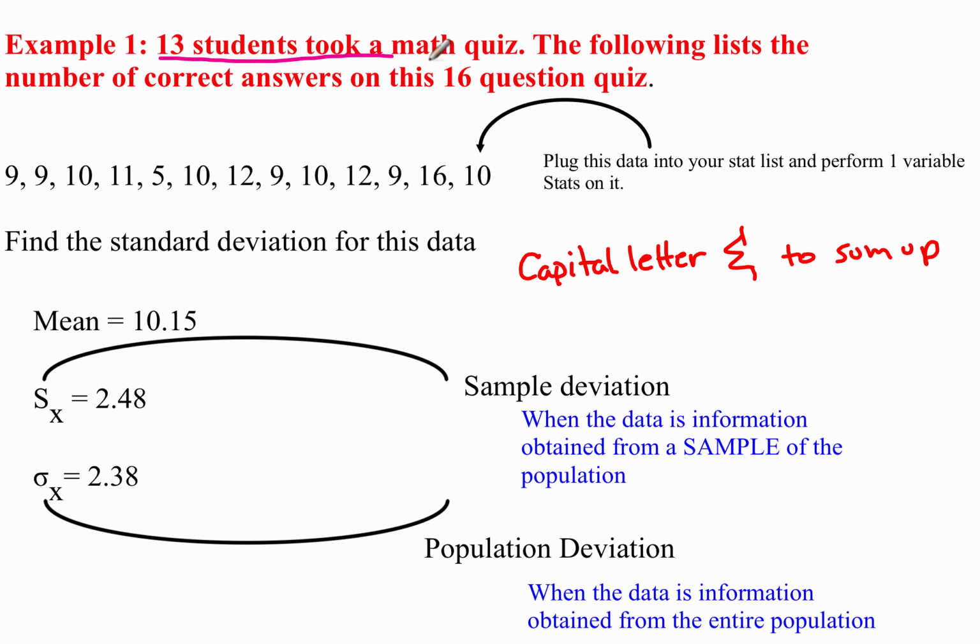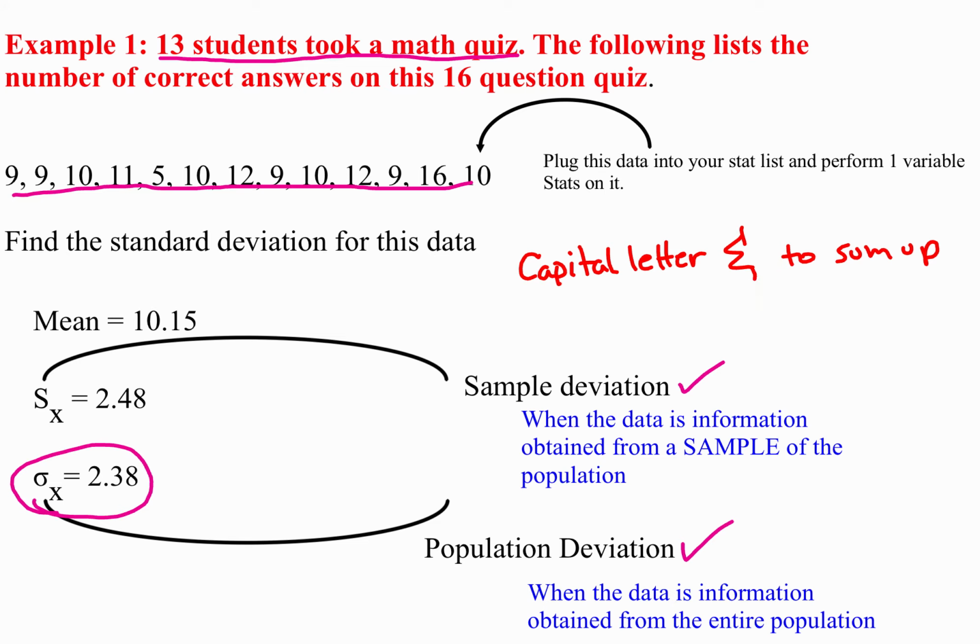All right, up here, this math test. 13 students took a math quiz, and then we entered in 13 pieces of data. Was that part of the class, or was that all of the class? As far as we can tell from this example, it's all of the class. So we would use a population deviation.